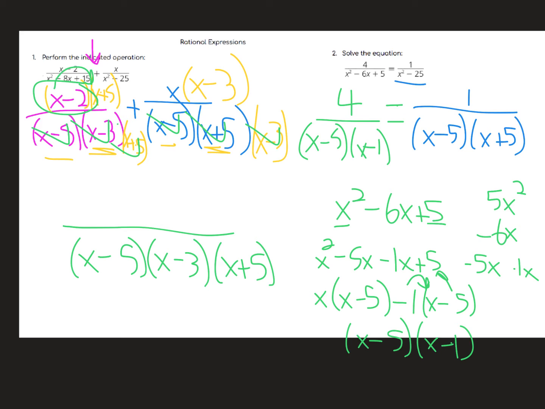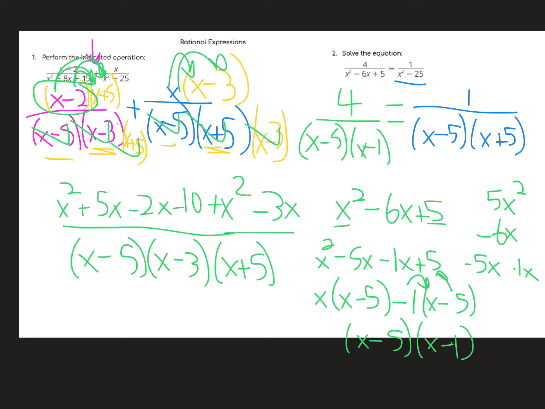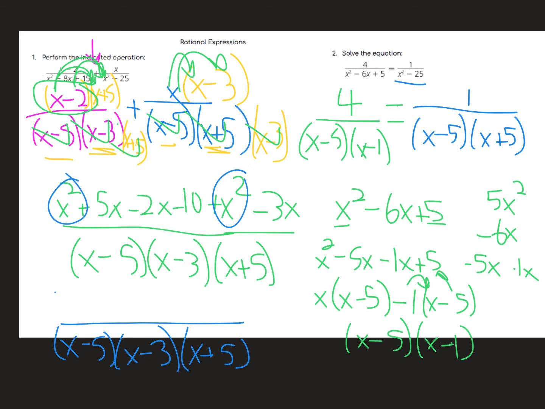Now I've got to double distribute, so x squared plus 5x minus 2x minus 10, and then single distribute, x squared minus 3x. Whew, there's a lot going on there. So now I just finish by combining like terms. Leave the denominator. We've got the x minus 5, x minus 3, x plus 5. We have an x squared and an x squared, so that's 2x squared. 5 minus 2 is 3, minus 3 is 0. Ooh, so that all goes away, and then minus 10.